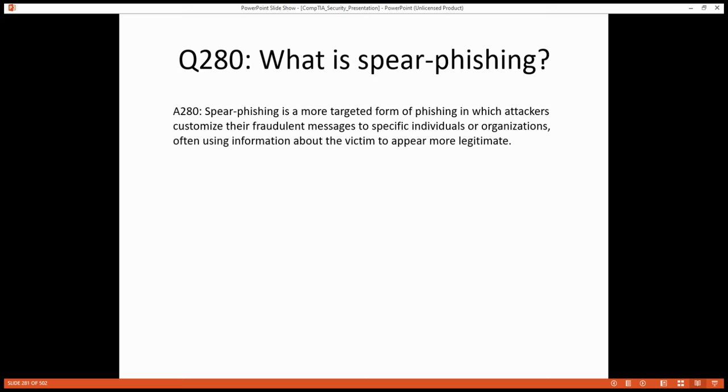Q280. What is spear phishing? A280. Spear phishing is a more targeted form of phishing in which attackers customize their fraudulent messages to specific individuals or organizations, often using information about the victim to appear more legitimate.